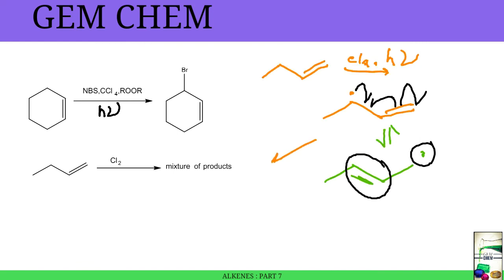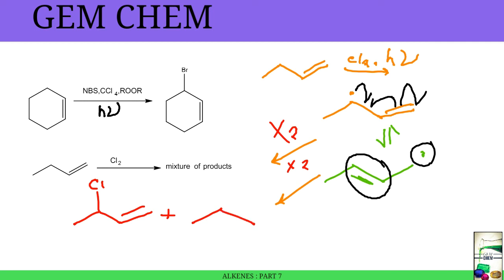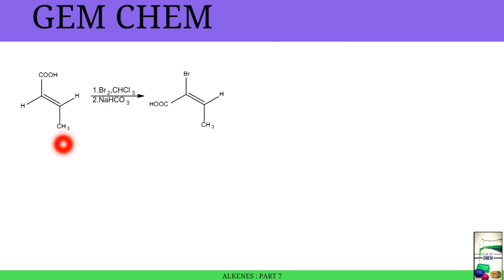So now on adding X2 on both of the cases, what we get is these two products. This one here, one chlorine, and the double bond remains as it is. In the other, the double bond gets rearranged and comes here, and this one is our product. So these are the two mixtures of products due to the movement of the single electron. Now we will see this one. Now just see here that the double bond is present and we add bromine. So on adding bromine there should be two bromines in the double bond position, but it is not so.